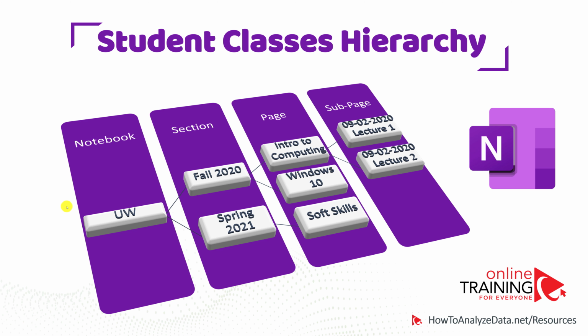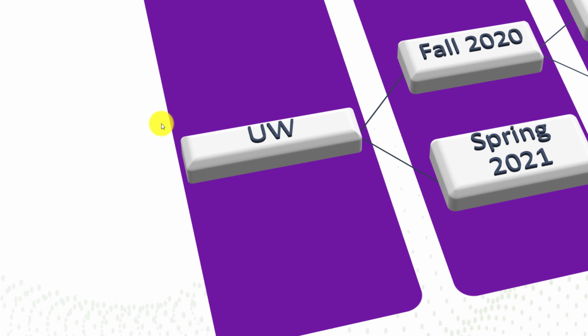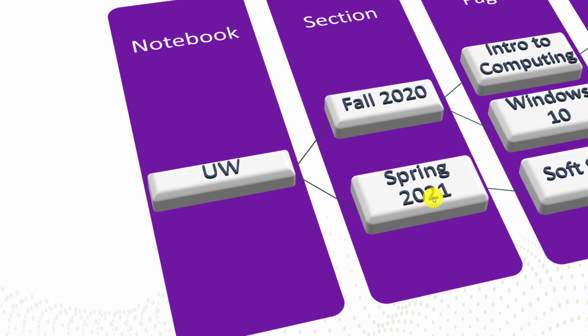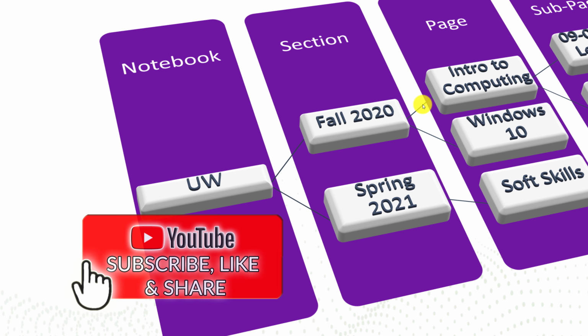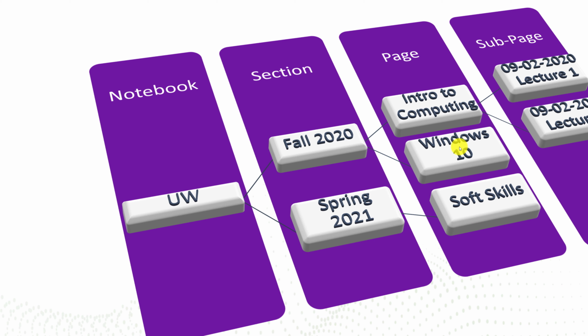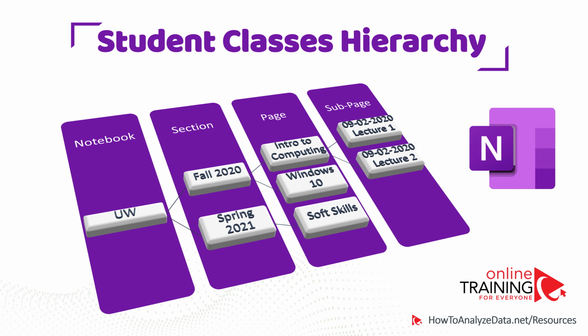If you are a student, this is how you might consider organizing your data. For example, if you study at University of Wisconsin, you might have a notebook related to University of Wisconsin. Your 2 sections might be Fall of 2020 and Spring of 2021. And in Fall of 2020, you might be taking 2 classes, Introduction to Computing and Windows 10. And you organize your subpages as lectures from each class. Having the correct organizational structure will allow you to navigate through OneNote quickly and find what you're looking for very easily.